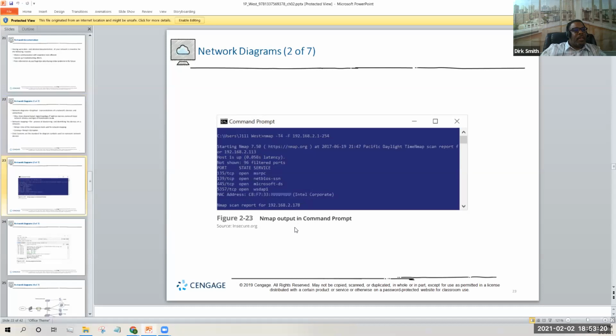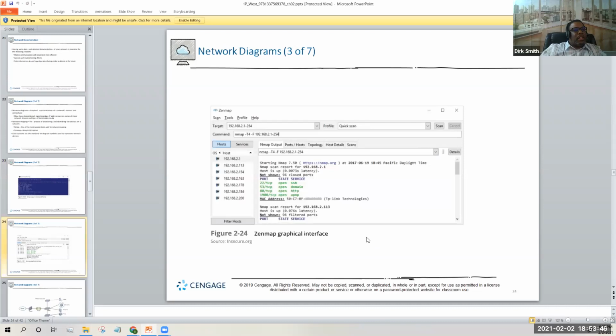So here is an Nmap output from a command prompt. You can type this in the command prompt on a certain type of network, and it'll kind of list the different ports here. It breaks down open NetBIOS of the system, Microsoft DNS. So it just lists what the MAC address is for this particular computer and workstation and things like that. Okay.